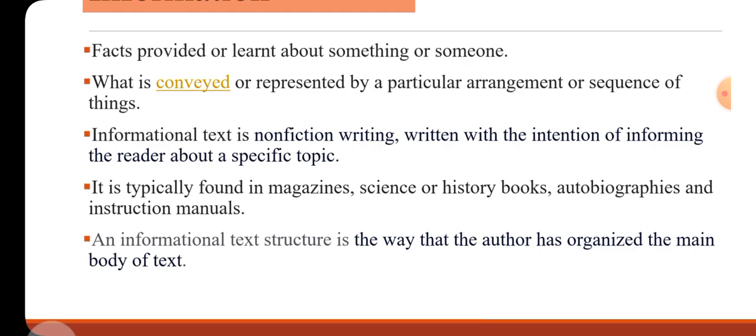Mostly, the magazines are based on information about every industry, every institution, like educational institutions, armed forces, disciplinary forces, ministries, politics, you may say religion, and many other things. Even entertainment industry. Then science or history books are always filled with information. Lots of information is being conveyed to the reader with the help of scientific books or history books. Autobiographies and instruction manuals are also the sort of or the example of good informative text. An informational text structure is the way that the author has organized the main body of the text.